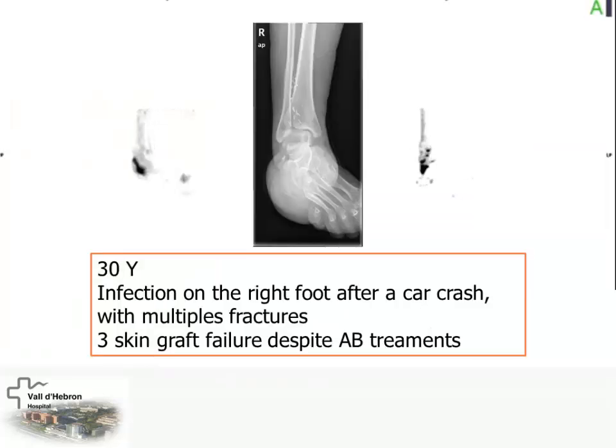Okay? This is one case that I showed you this morning. It was a young lady of 30 years with infection of the right foot after a car crash. And I showed you the coincident results of the FDG with lesions on the bone and the soft tissue, and the fluorine PET with lesions only on the bones.